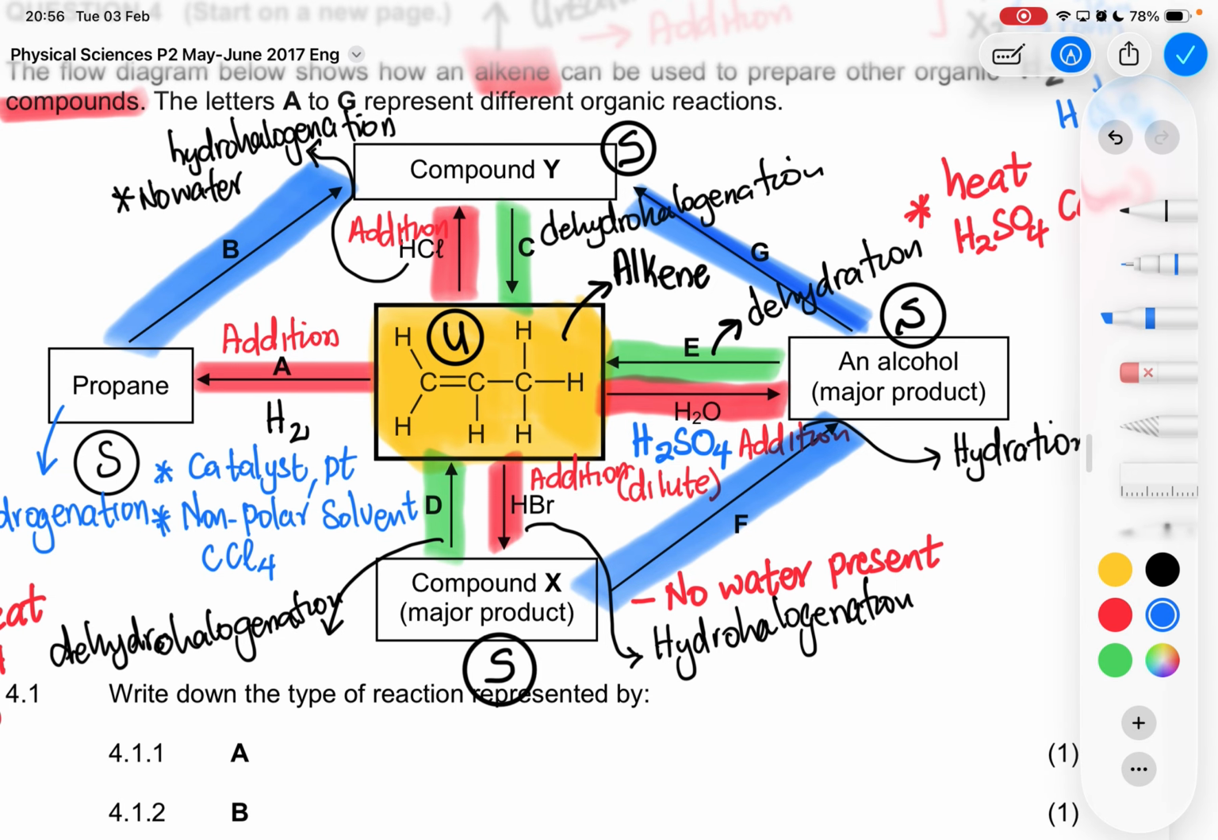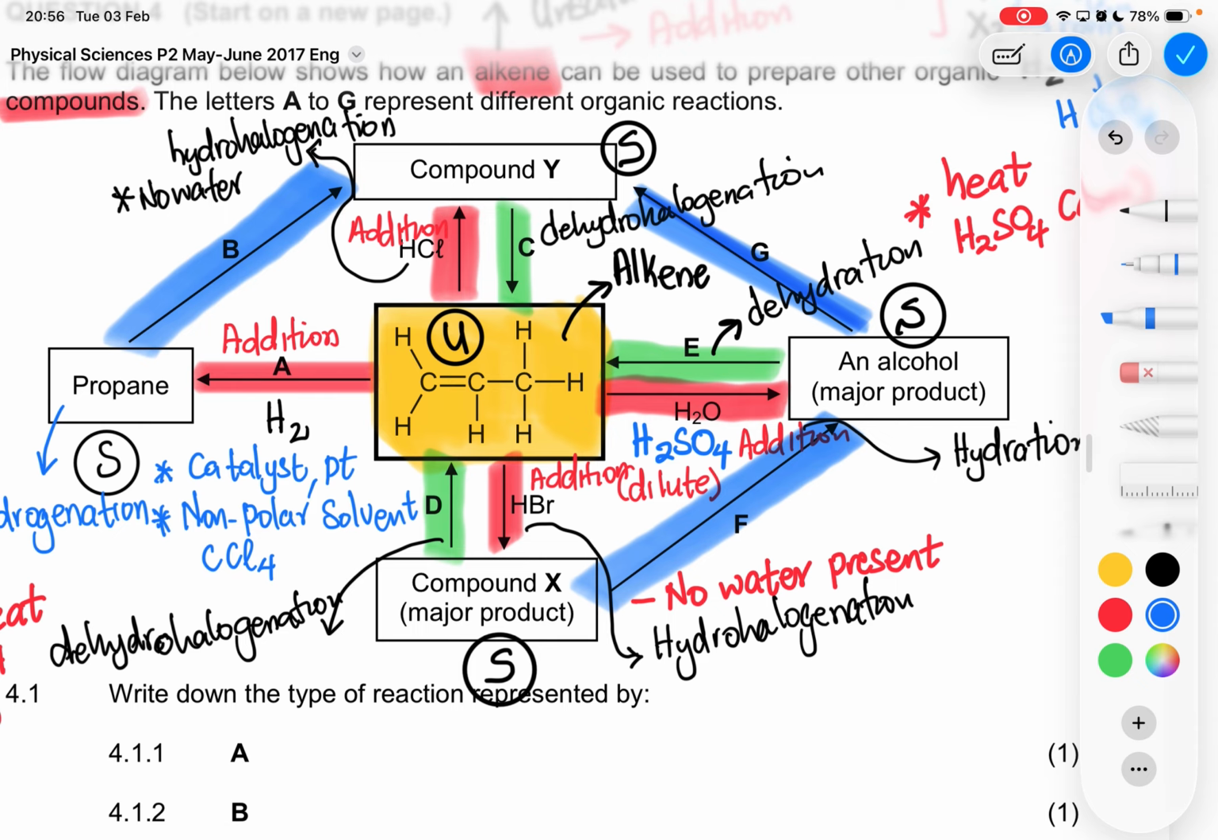Thank you for bringing that. Yes, concentrated, it's elimination. Dilute is substitution. I think if I would remember, then I would just note it down here. Thank you, Khotatso. Okay. Saturated to saturated.